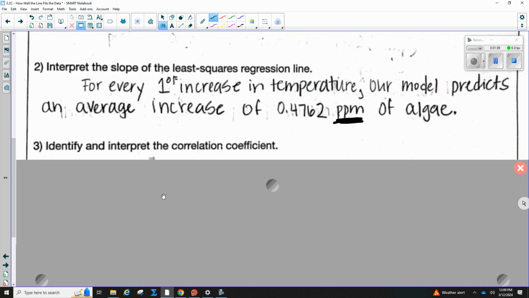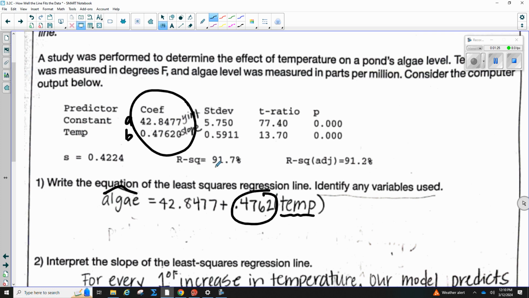Now it says correlation coefficient. Be really careful. The coefficient of determination is r squared. The correlation coefficient is just r. I know we just learned r squared, but this is actually r. So they gave us r squared and this adjusted r squared, which we never use, so don't use that, all right? They did not give us r.